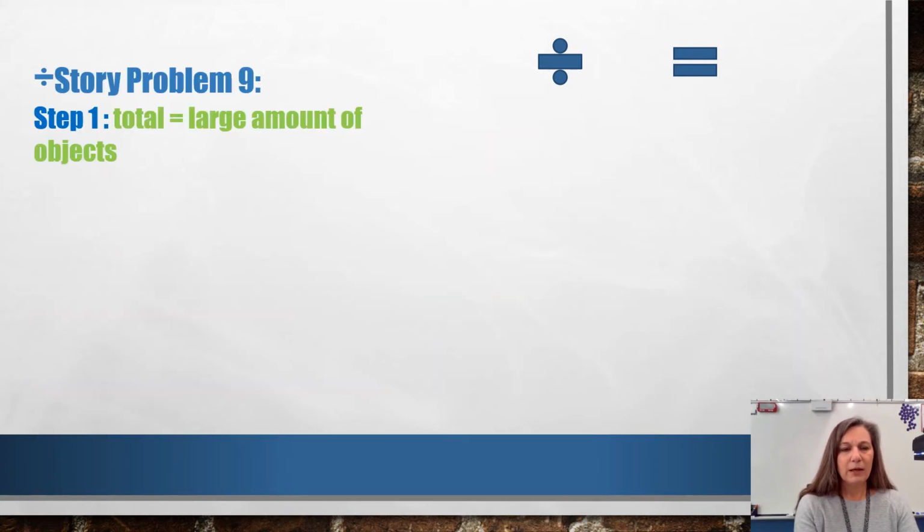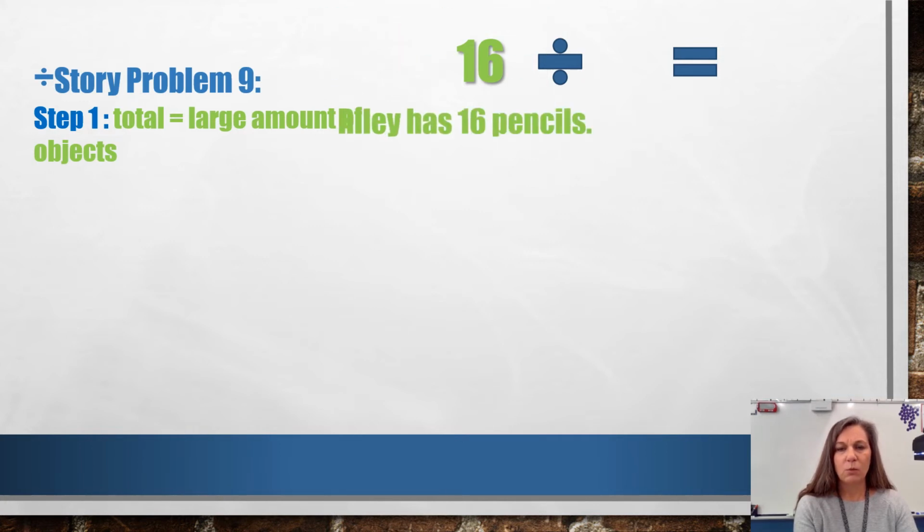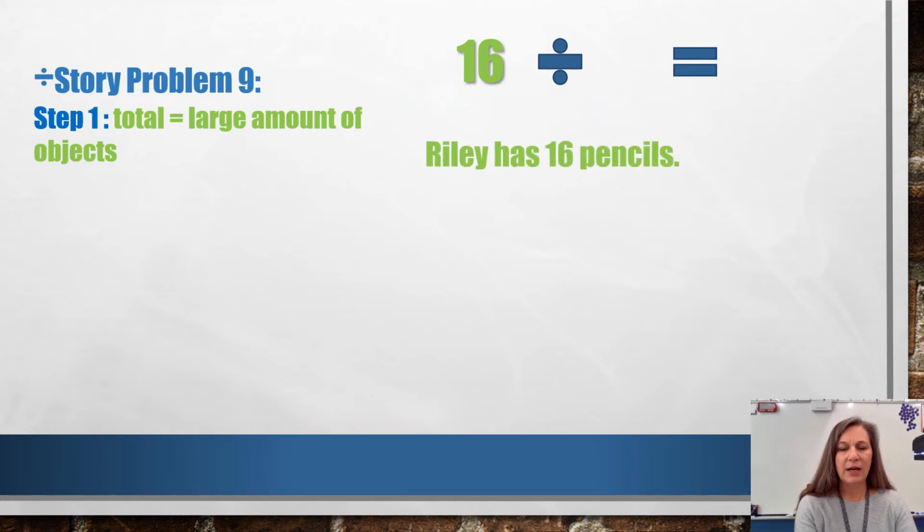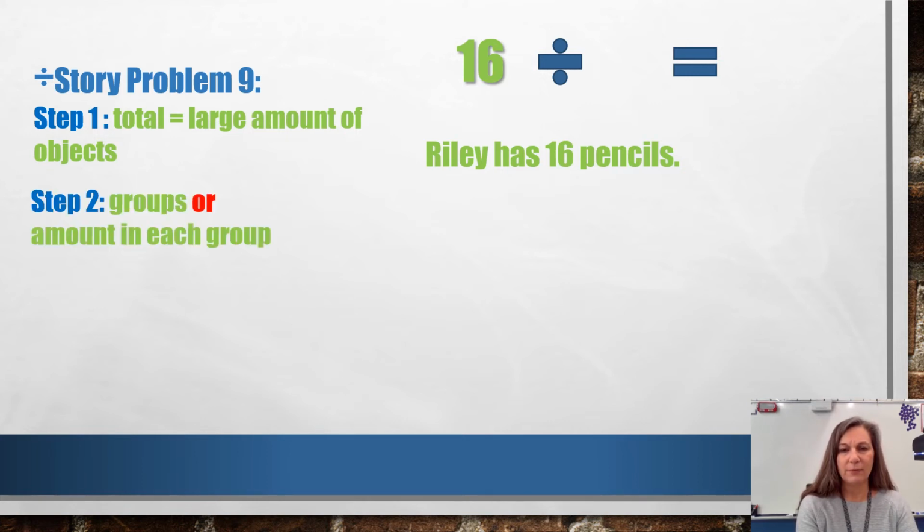Let's look at equation number 9. It starts you off with 16. Again, we're going to write a sentence that goes with a total number of objects. You want to go from a larger amount and break up into smaller groups or share them into smaller groups. So we're going to take 16, and we've decided Riley has 16 pencils. So those are the total pencils that we have. Step 2, we're going to have to decide, do we want to break those 16 pencils up into groups, or do we know how many pencils are in each group?